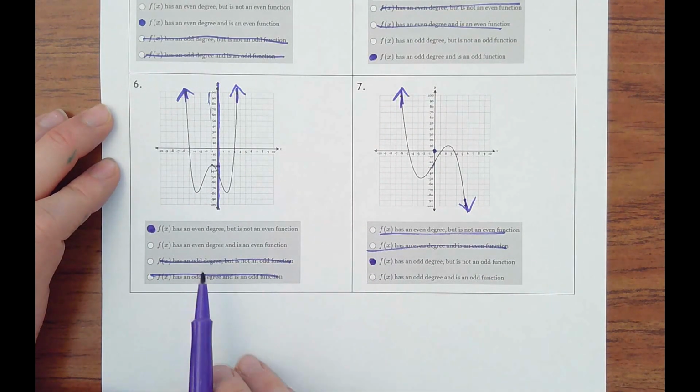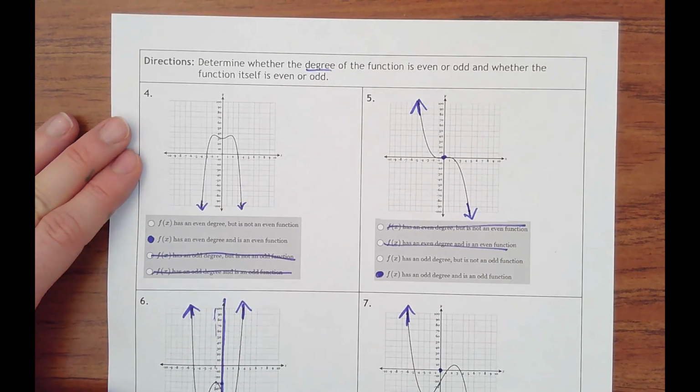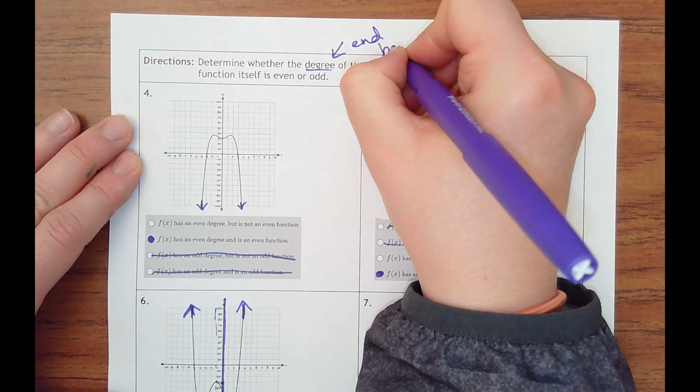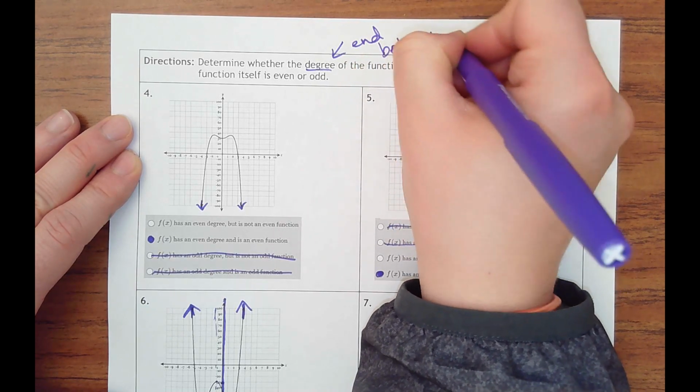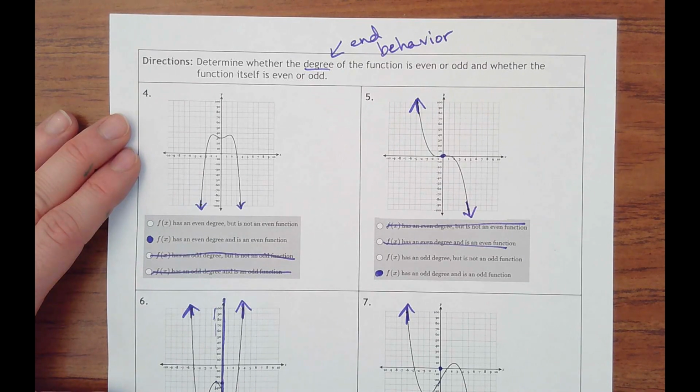So again, degree is based on the end behavior, so you might want to write that. Are both ends going the same direction or opposite, and then check the symmetry for whether it's an even or odd function.